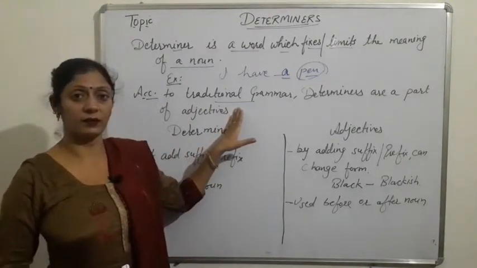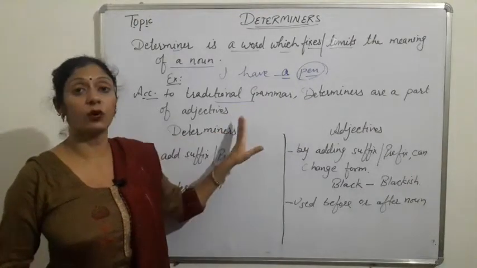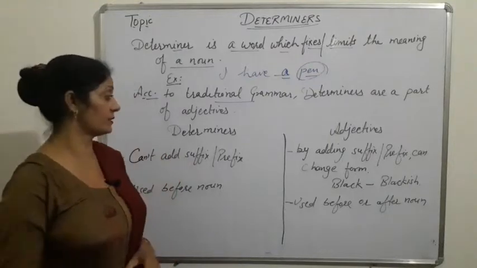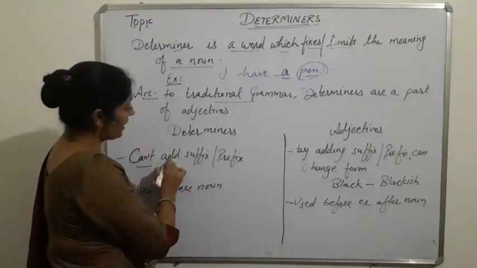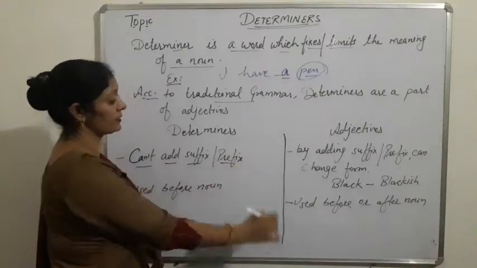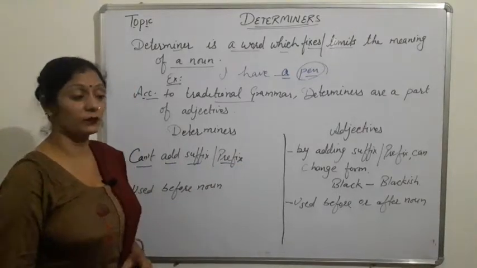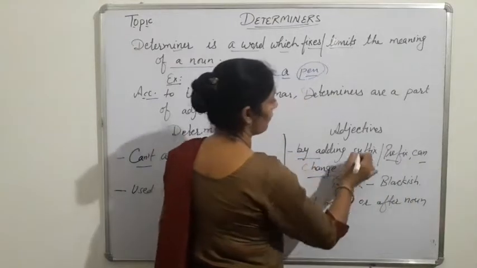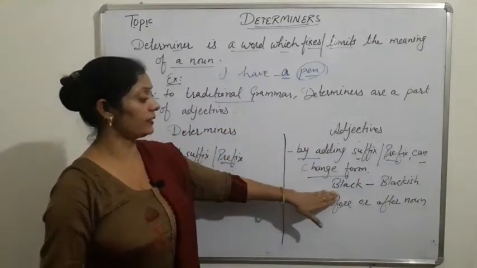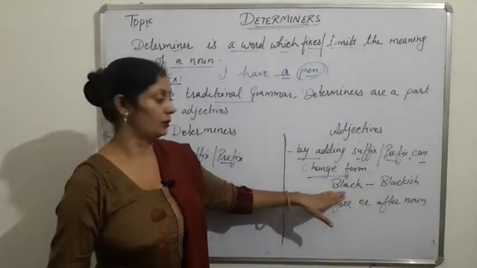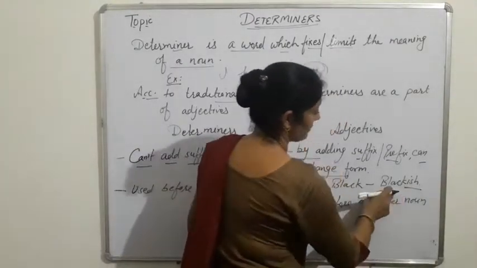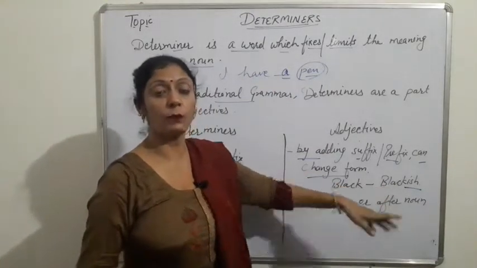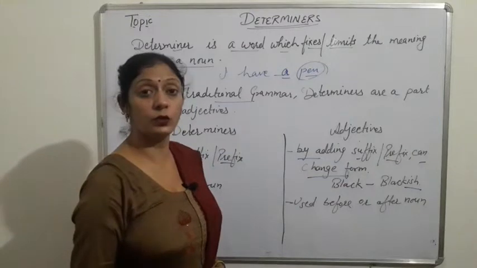In traditional grammar, determiners are not different from adjectives, but still there are some differences. The first one is we can't add a suffix or prefix to determiners, but by adding a suffix or prefix we can change the form of an adjective. For example, take black. We can use the suffix ish. From black it's blackish. From good we can write goodness.